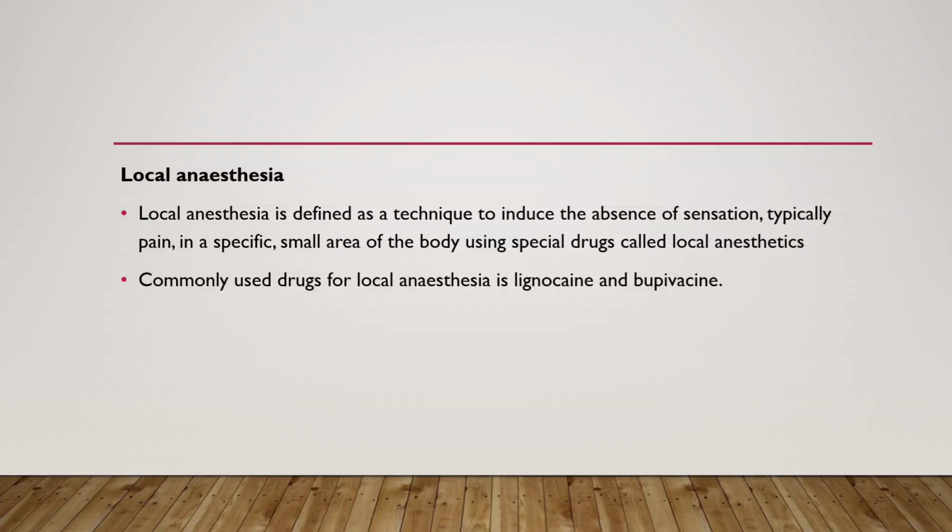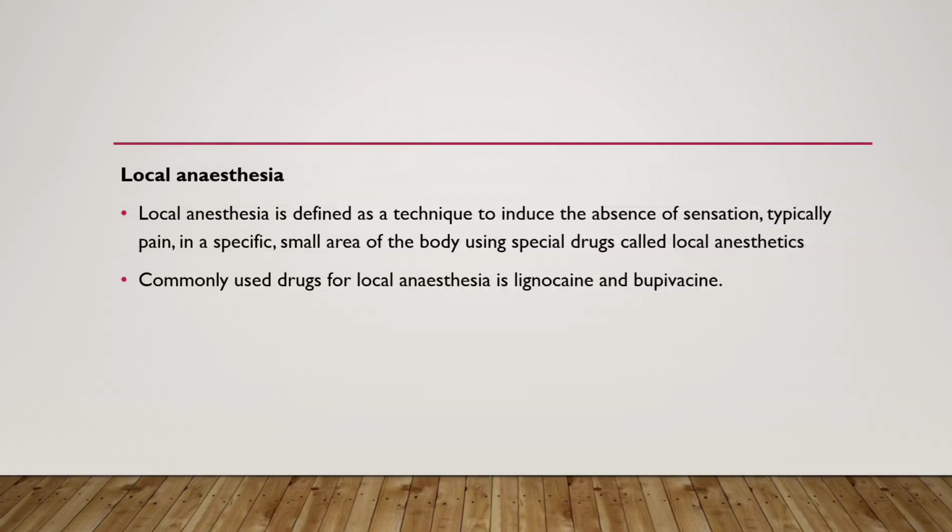Next we are going to discuss local anesthesia. The first local anesthetic used in clinical practice was cocaine, by Carl Koller, for anesthetizing the cornea. Local anesthesia is defined as a technique to induce the absence of sensation, typically pain, in a specific small area of the body using special drugs called local anesthetics. The commonly used drugs for local anesthesia are lignocaine and bupivacaine.